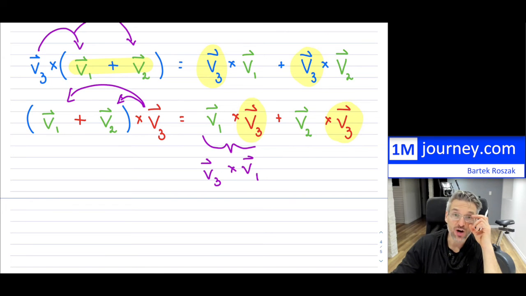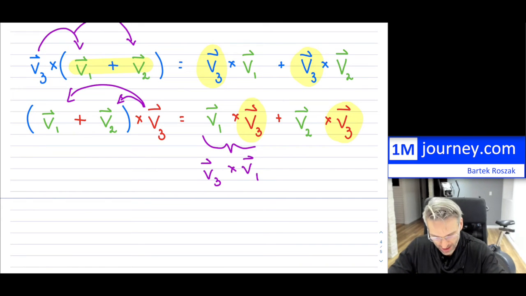This is not the case with the dot product, right? With the dot product, you can distribute across, and you can swap because it's commutative. The cross product, you cannot do that. All right? So now let me just take this right here.